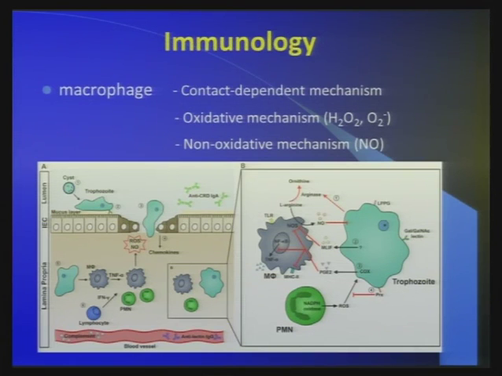We use CMAR by using activated macrophage. This activated macrophage will get rid of the trophozoite, the parasite, by a contact-dependent mechanism, and produce free radicals, like free oxygen radical and nitric oxide, to kill the parasite.